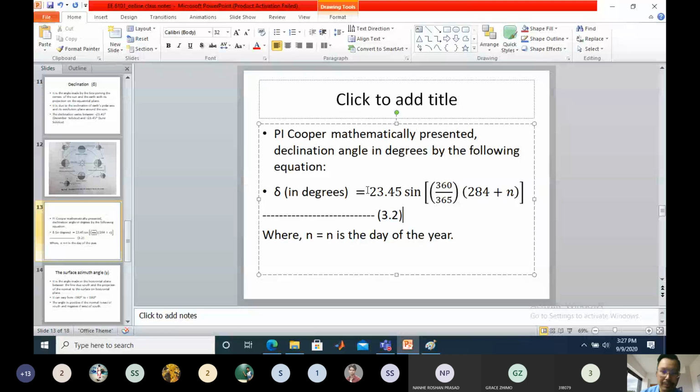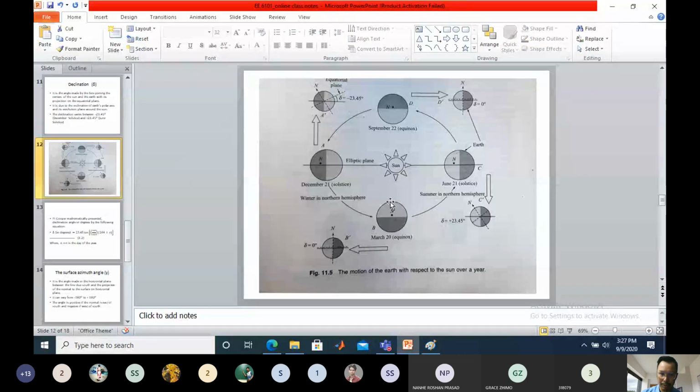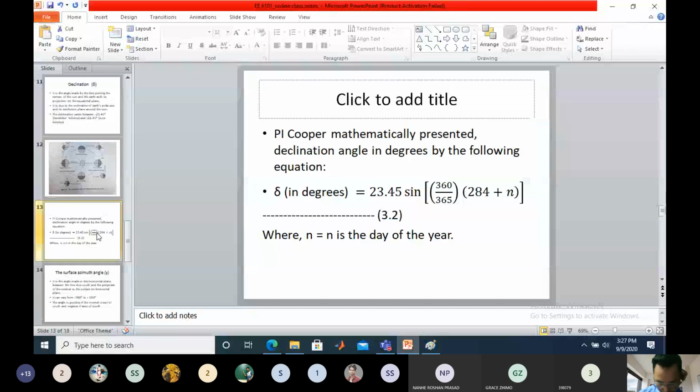as I've already mentioned in some video. So that's what I have shown here through this figure.